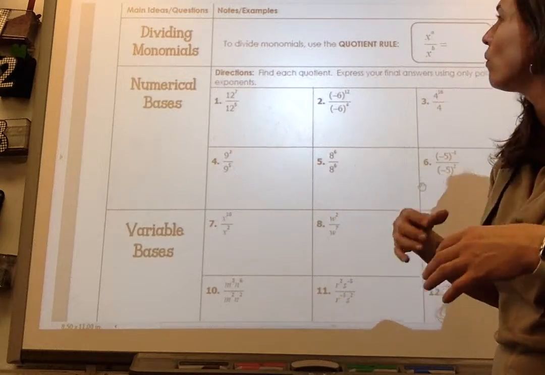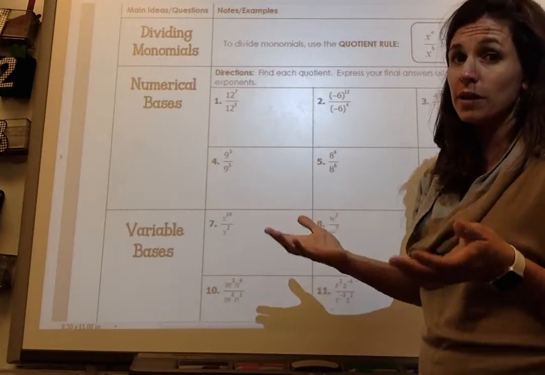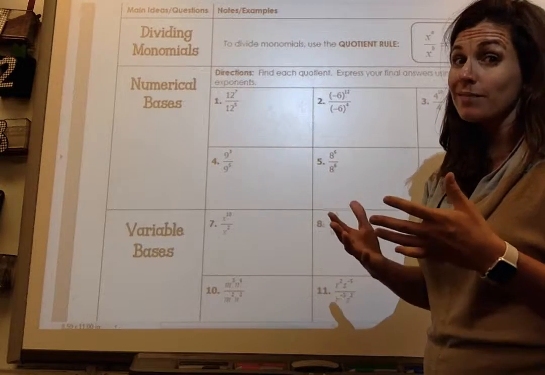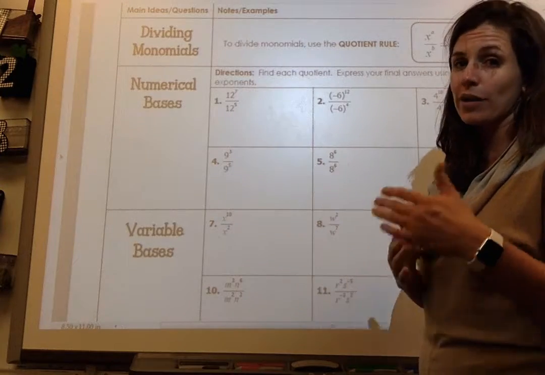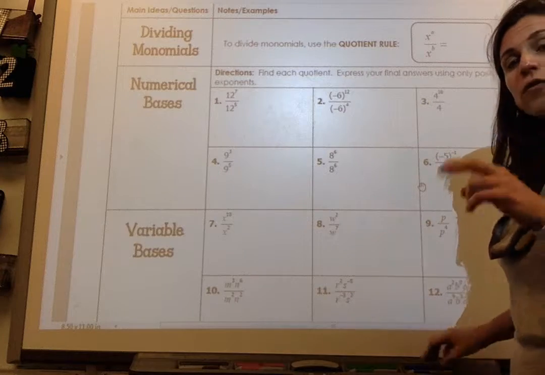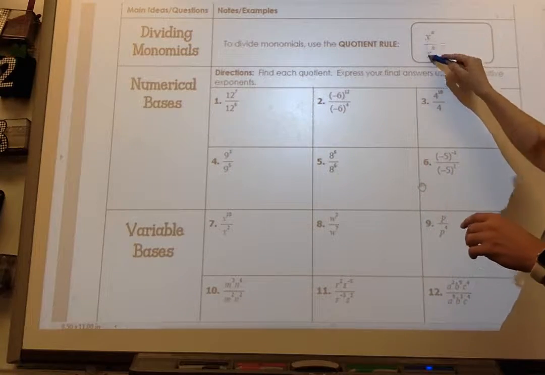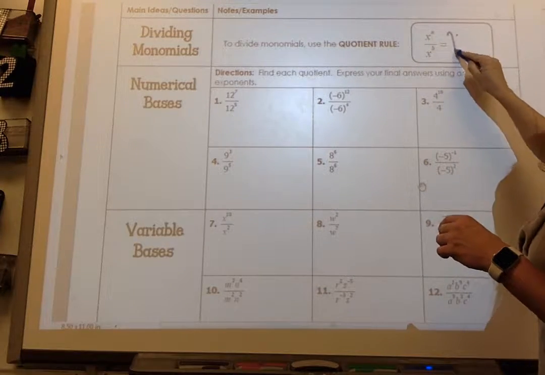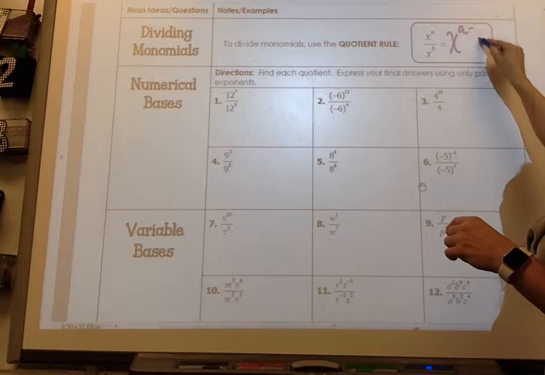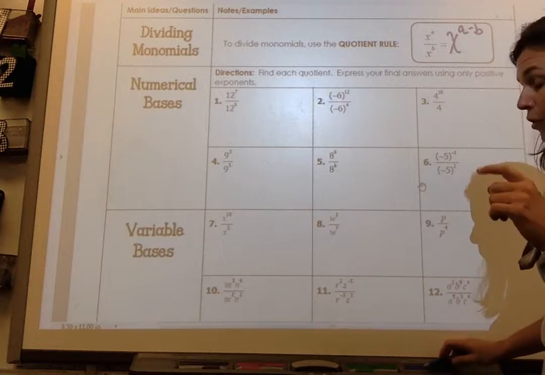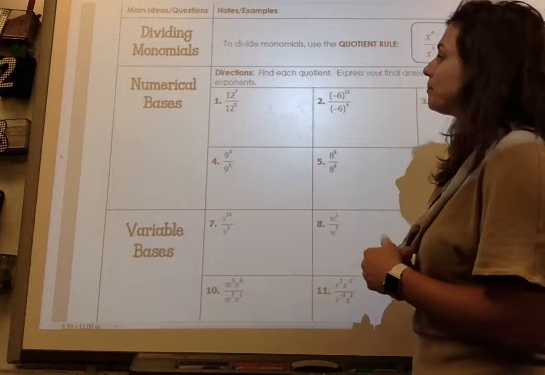So now, what do you think that we're going to do with our exponents here? We're dividing. So now we're going to subtract our exponents. So the rule, the formula that we use is if you have the same base, you keep it, which is x, and now I subtract a minus b. And remember, you can only have positive exponents.